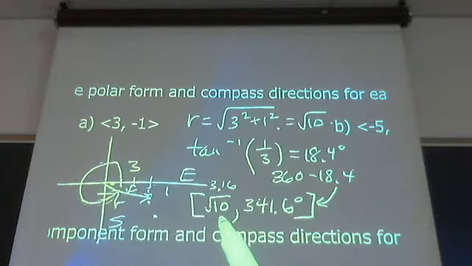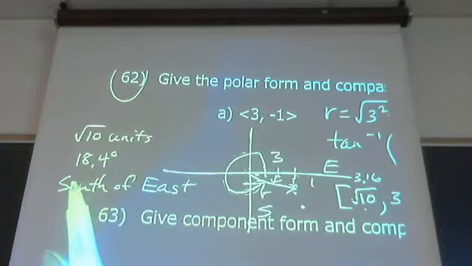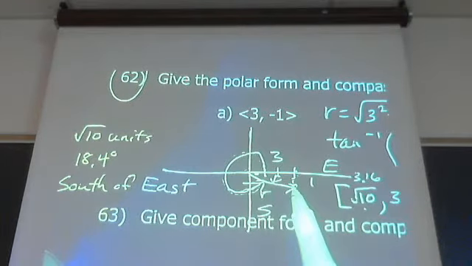Obviously, it's radical 10 or 3.16 if you need a decimal. That's the radius, and this is the degree measure of the angle. Now, in terms of compass directions, radical 10 is obviously the units of the vector. And then 18.4 south of the east direction.